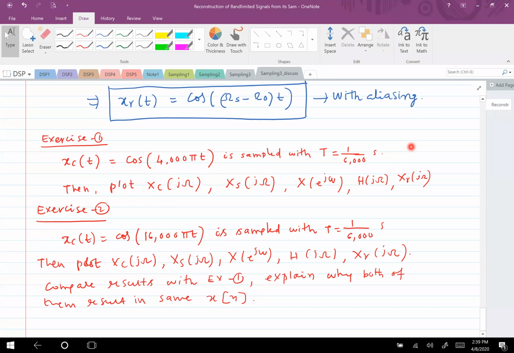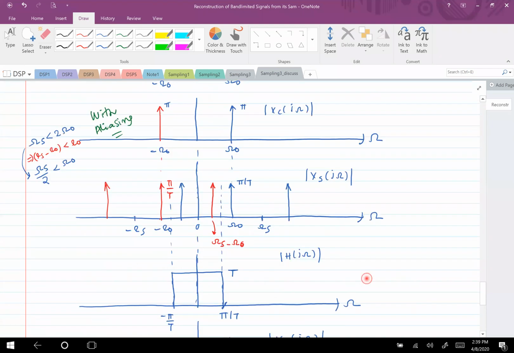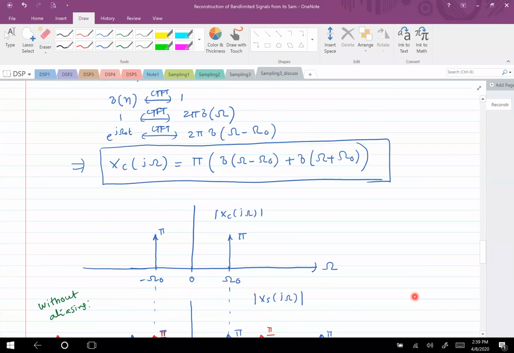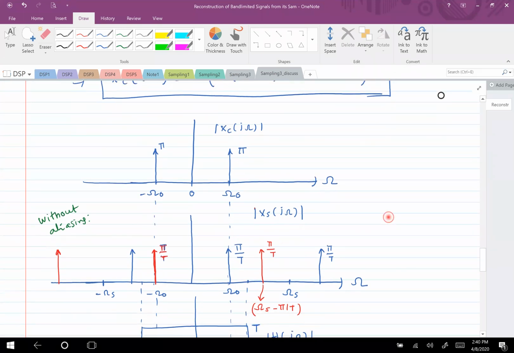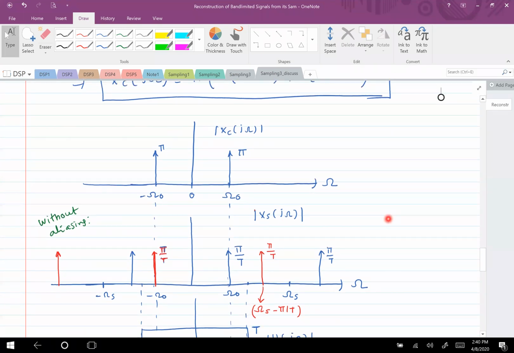Sir, in the without aliasing part, in the previous example which you have shown, did you take omega naught as pi by T, because you have written omega s minus pi by T? No, it is not omega naught I have taken as pi by T. It is omega c I have taken as pi by T.